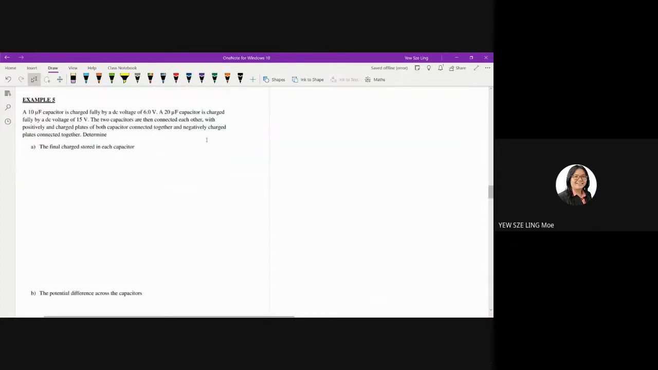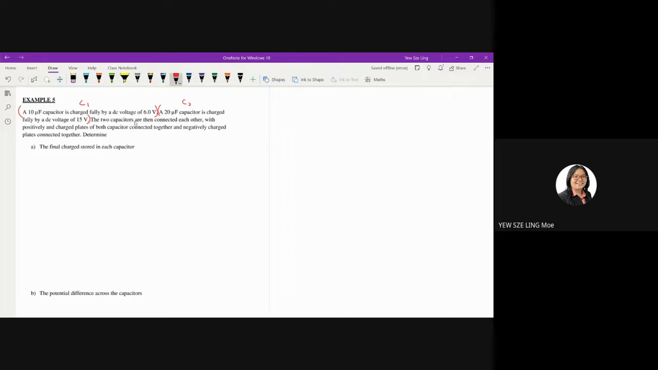So example 5. Now example 5 is a bit similar to the previous question. What happens here? You have a 10 microfarad capacitor fully charged by a voltage of 6 volt. So this is one case, this is what happens in your C1. And then a 20 microfarad capacitor is being charged by another power supply of 50 volt. This is what happens in your C2.